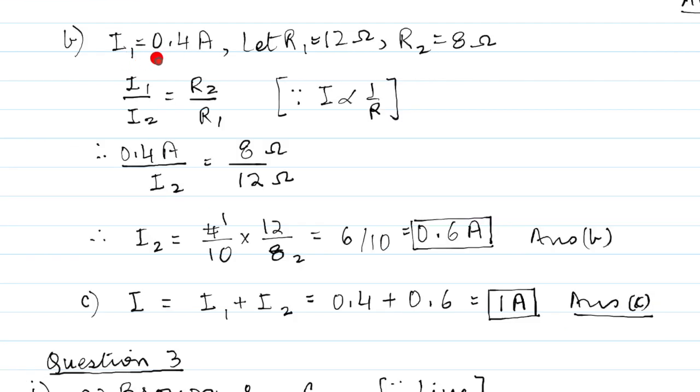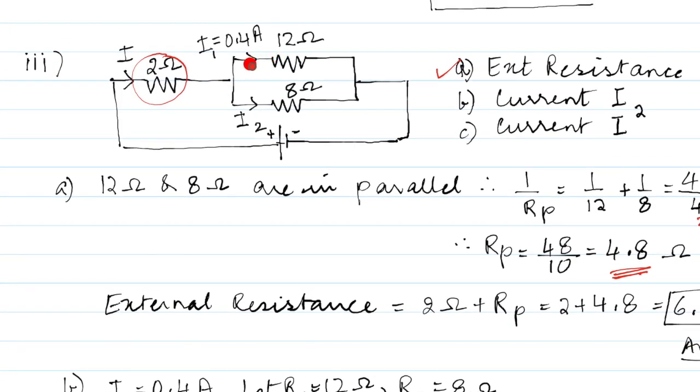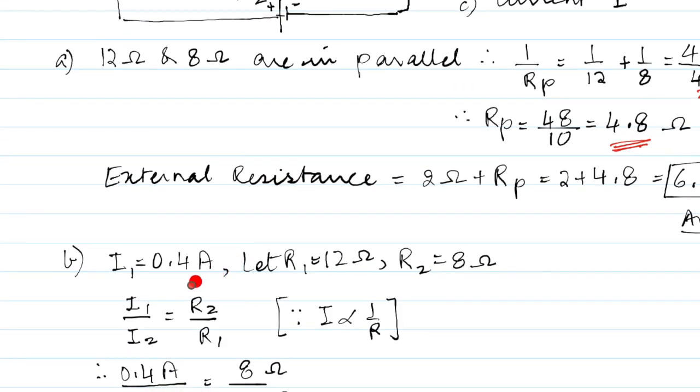For the second part, for the B part, I1 is given as 0.4 ampere. So I am saying let R1 be 12 ohm. Let's look at the diagram. If this is I1, then we'll call this R1. This is I2, so we'll call this R2. Now one method would be to find the potential difference across the parallel circuit, but the shortcut would be just to use I1 upon I2 is equal to R2 upon R1, because your current is inversely proportional to resistance.